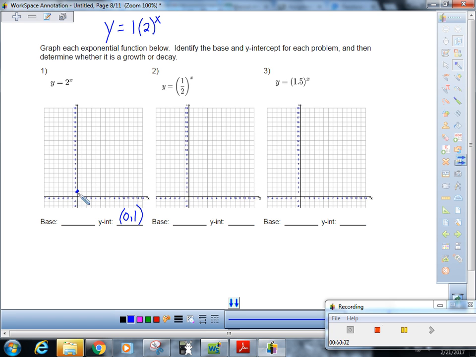Okay? And then this one is getting bigger. As you put in a 1, you get a 2. Put in a 2, you get a 4. Put in a 3, you get an 8. Put in a 4, you get a 16. And it kind of looks like a parabola. But it's not. If you put in a -1, it's a half. So this is what you get. Okay?